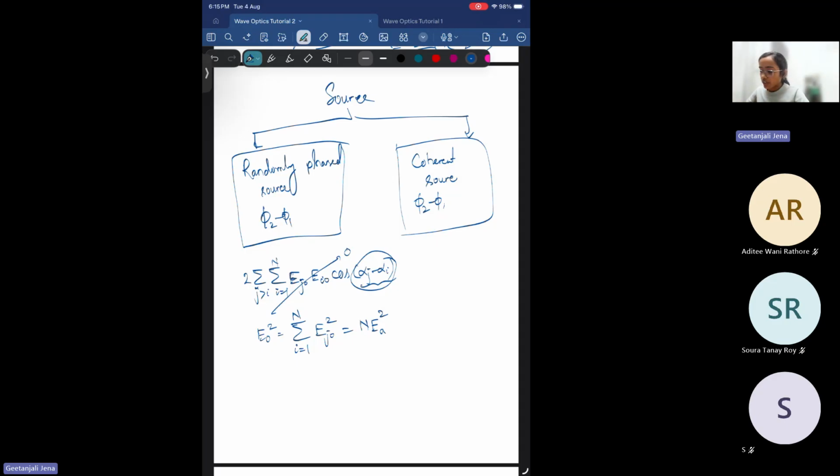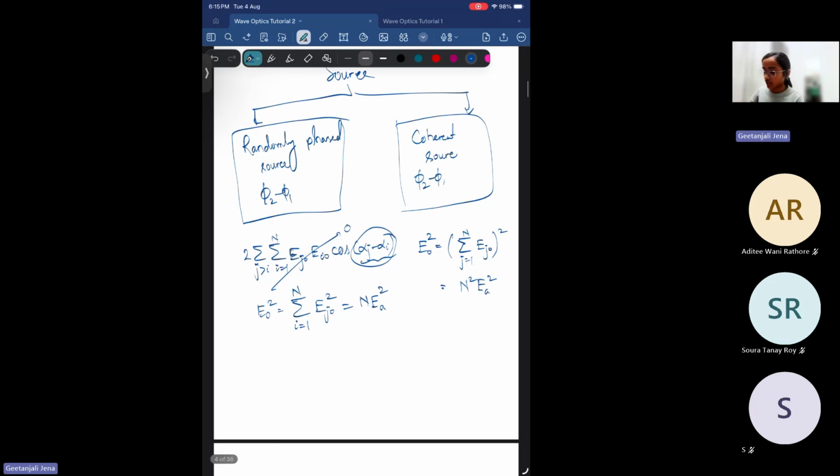But if you look at the coherent source, they are in phase. So that means this interference term is not 0. For that case, I'm writing the final one: E0 squared is the summation from j equals 1 to n of E j0, whole squared. So this will give n squared times E squared.